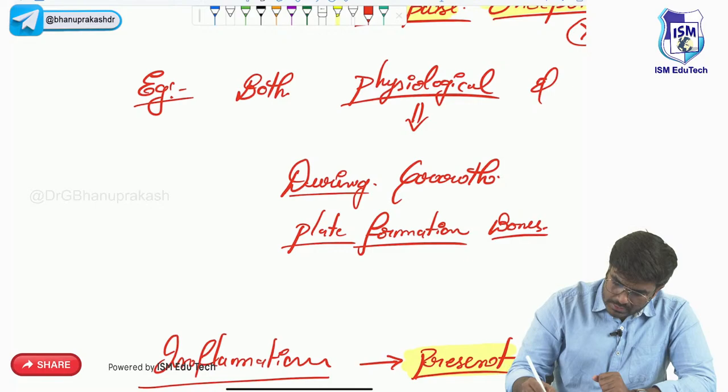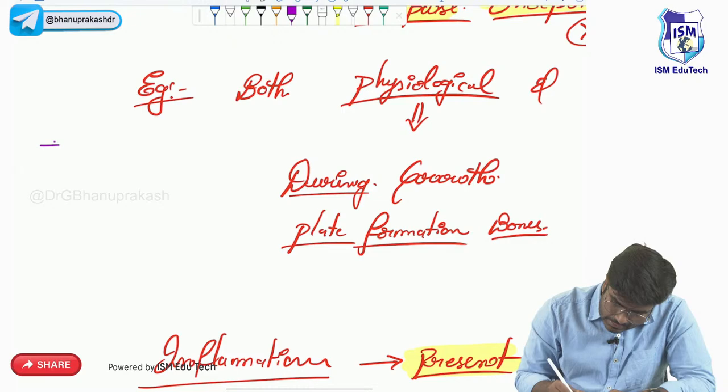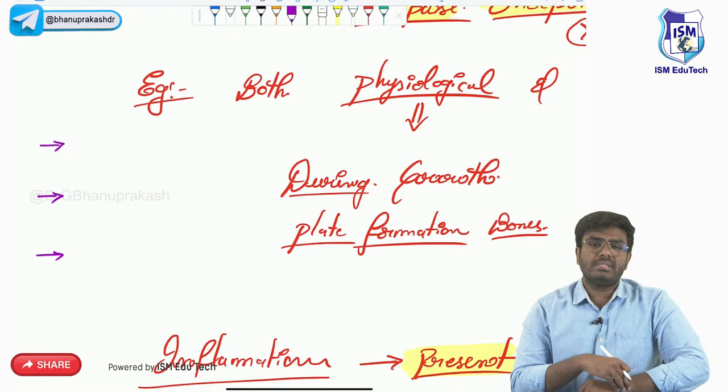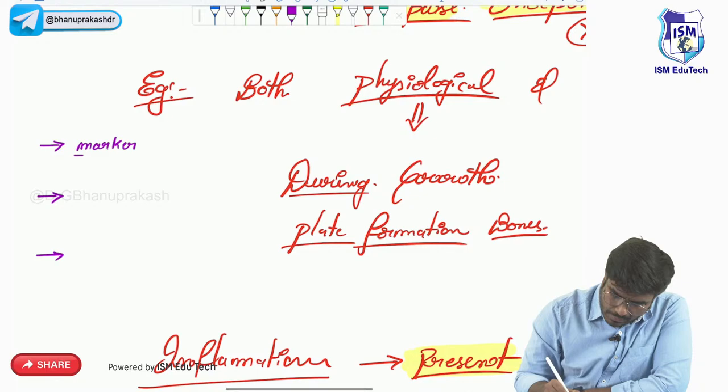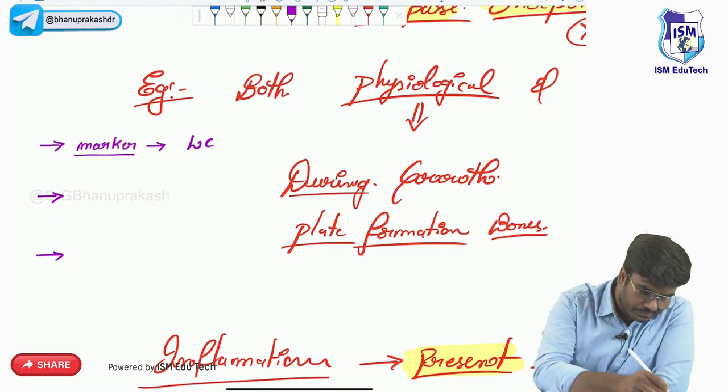In yesterday's class, we discussed apoptosis, right? What is the marker of apoptosis? The marker of apoptosis is annexin 5. In the same way, what is the marker of autophagy? The marker of autophagy is LC3. LC3 staining. So LC3 is the marker, just like annexin 5.